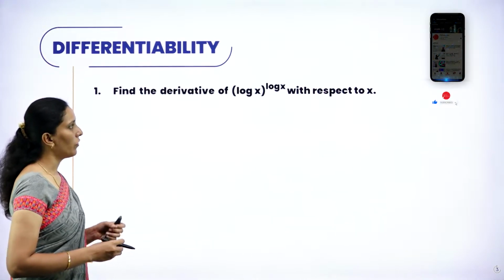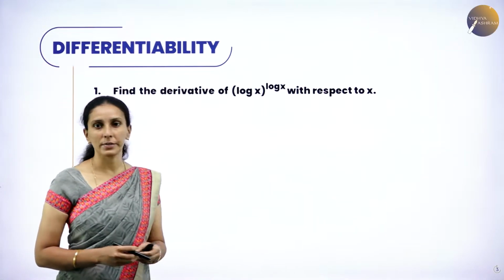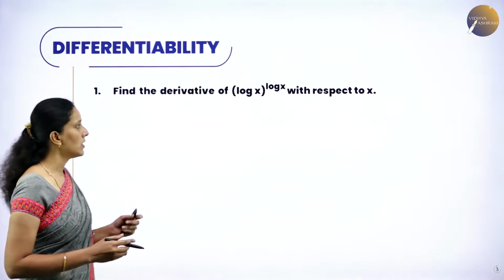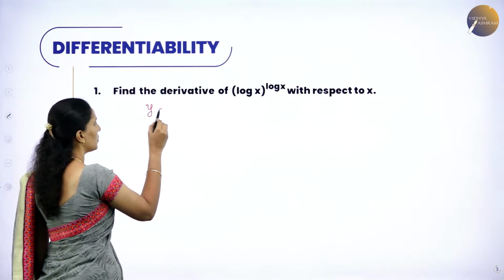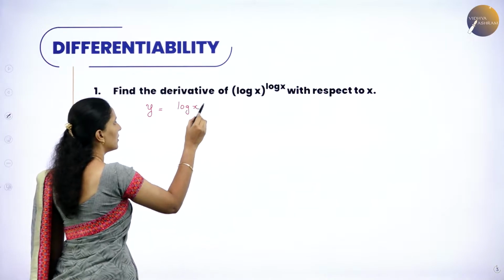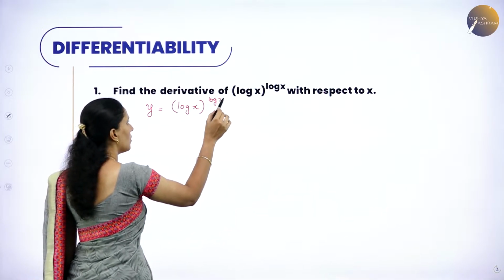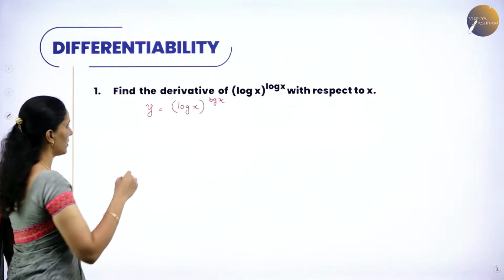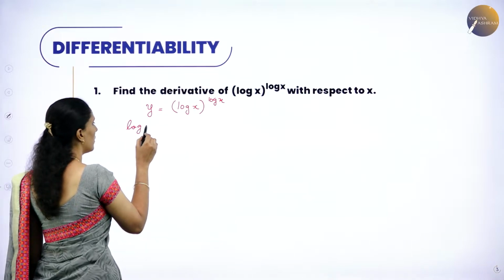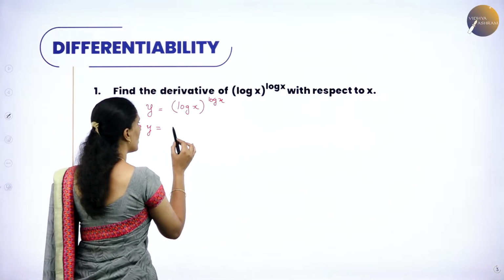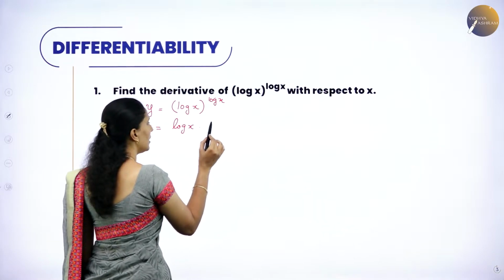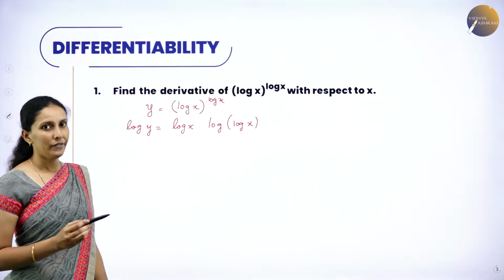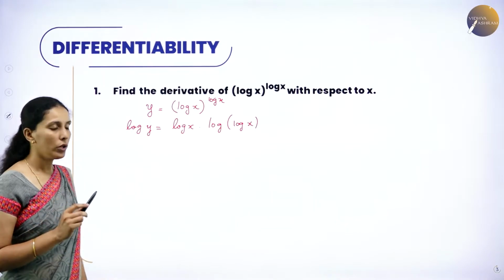Find the derivative of log x to the power log x with respect to x. So we have log x both in the base and exponential form. So let me take here y is equal to log x to the power log x. Whenever two functions are in exponential form, let us apply log on both sides. So here we get log y is equal to, this can be written as log x into log of log x. Now differentiate with respect to x on both sides.